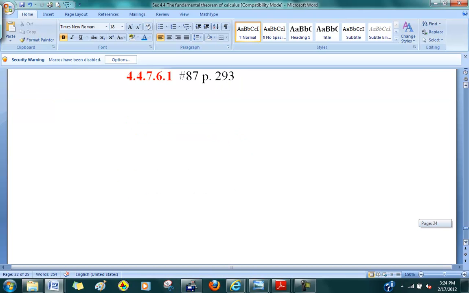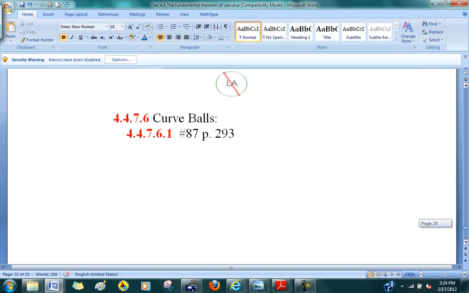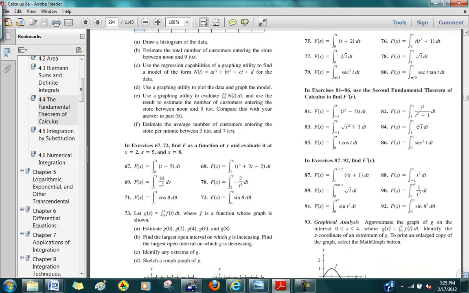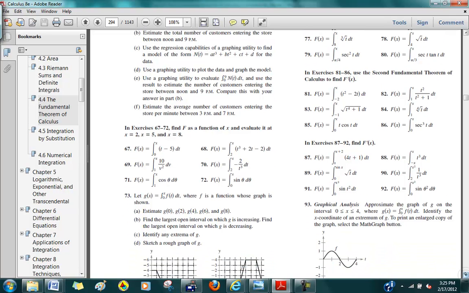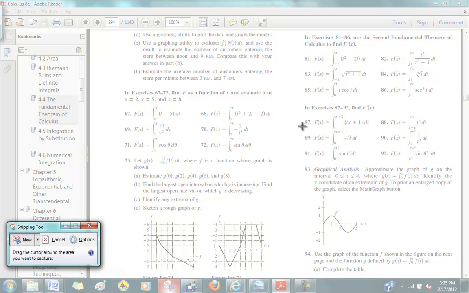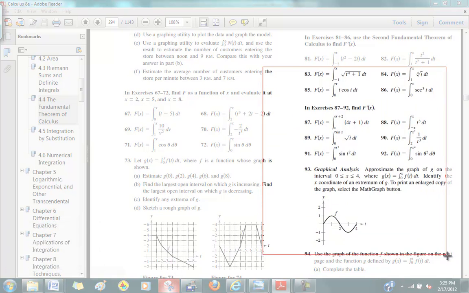Now comes some interesting ones. Okay, so curveballs. Calculus is not calculus unless there are curveballs, period. Number 87, page 293. Actually I'm going to do both 87 and 89. They're both curveballs.